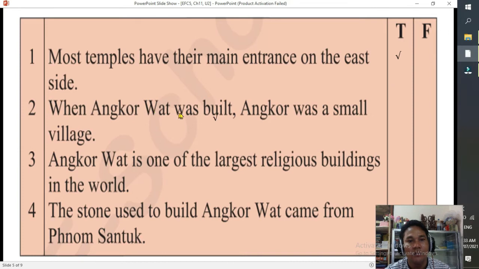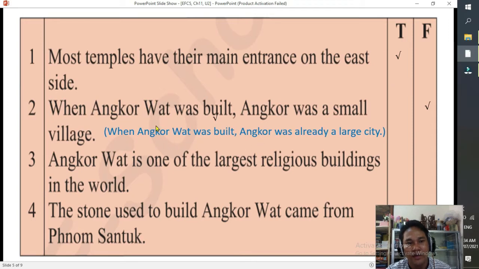Number 2, when Angkor Wat was built, Angkor was a small village. Do you think it is true? Even though you didn't listen to the audio script, can you suppose that is? No, it's not small, right? Okay, so it is the incorrect statement. So in order to be easy for you, I give it the blue writing like this for you, the correct information about that. When it is false, you have to give the correct information. So when Angkor Wat was built, Angkor was already a large city.